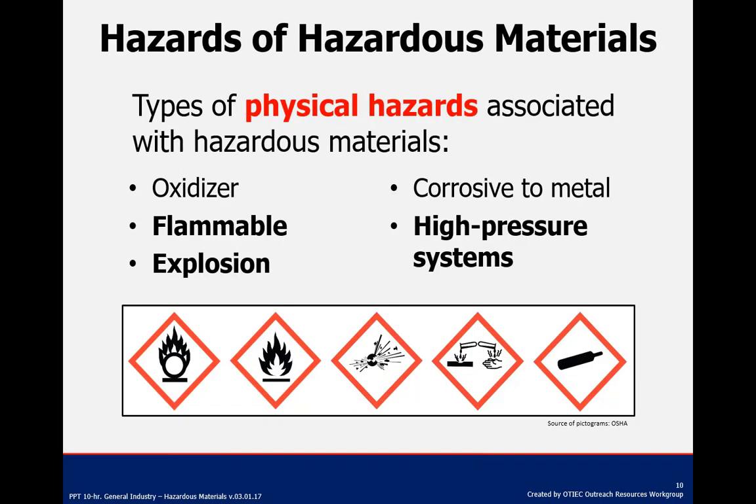So types of physical hazards associated with hazardous materials. So these are your associated different types of things that the chemical itself will do. It can be an oxidizer, maybe flammable, explosive, corrosive to metal, or be in a high pressure system like our oxygen cylinders.